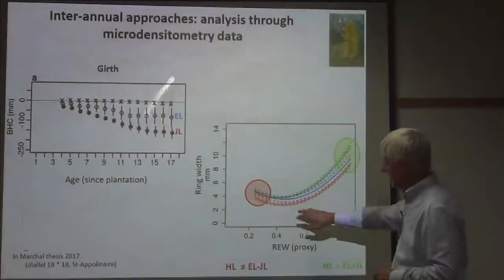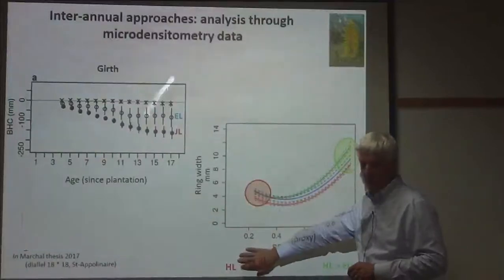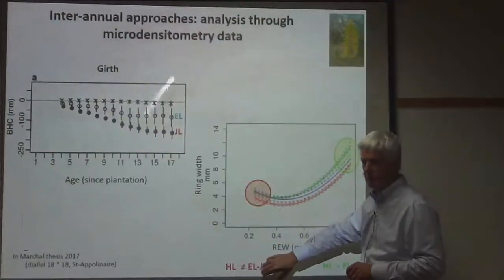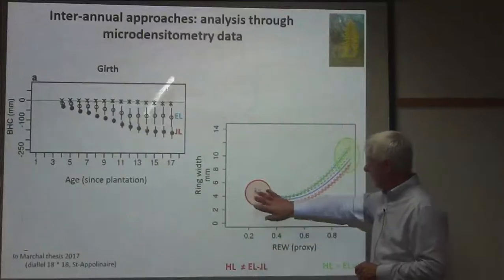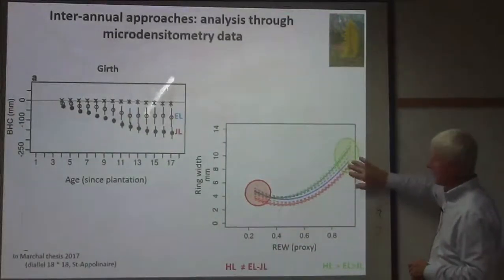And for example, you see that when water is very limiting, for the hybrids there's nearly no difference between the hybrid and the parents. But the more the water is getting available, the more you get differences between species.